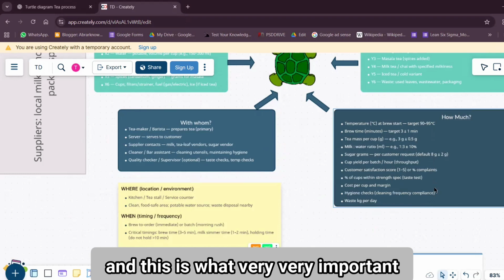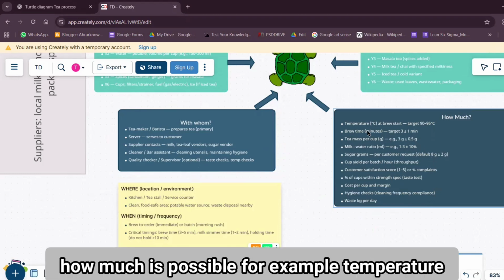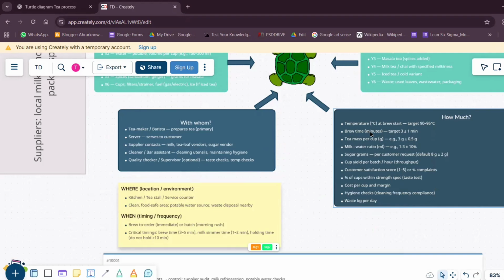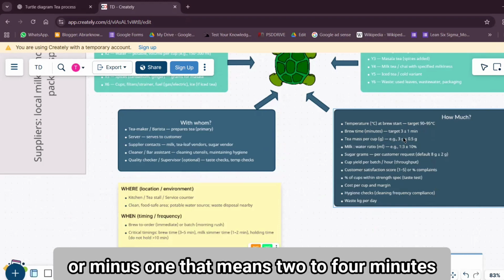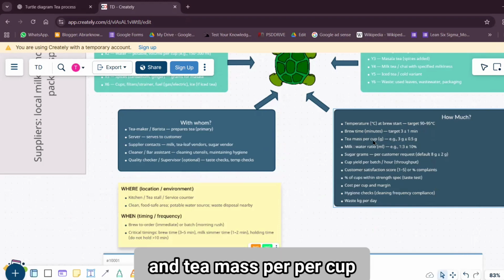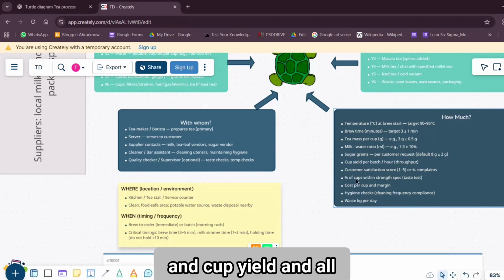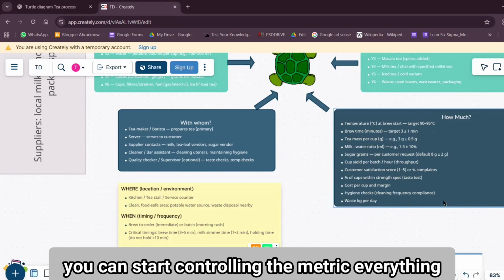And this is very important: how much you have to quantify, how much is possible. For example, temperature, and in temperature you can put what the temperature is. Brew time 3 plus or minus 1, that means 2 to 4 minutes. And tea mass per cup, how much tea mass, water, sugar, and cup yield and all that, you can add as a metric, right? So you can start controlling the metric, everything.